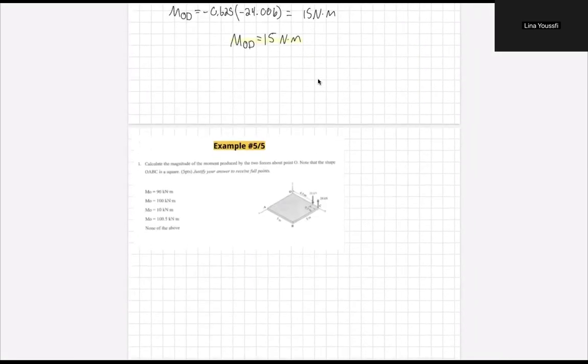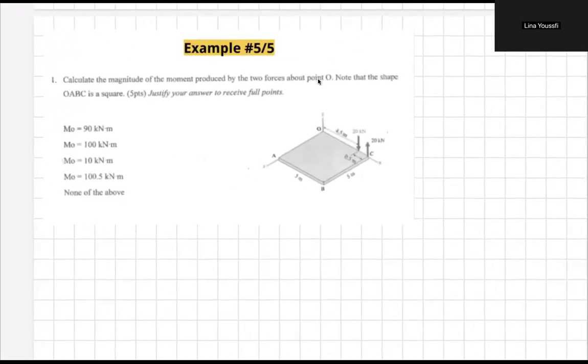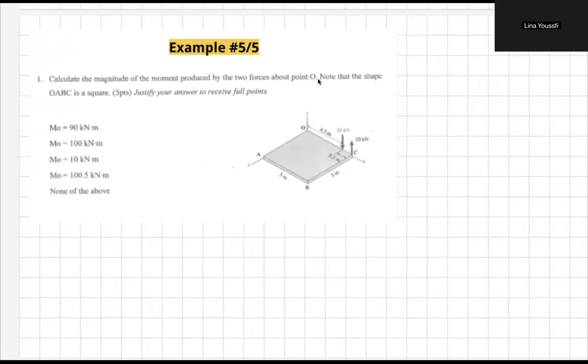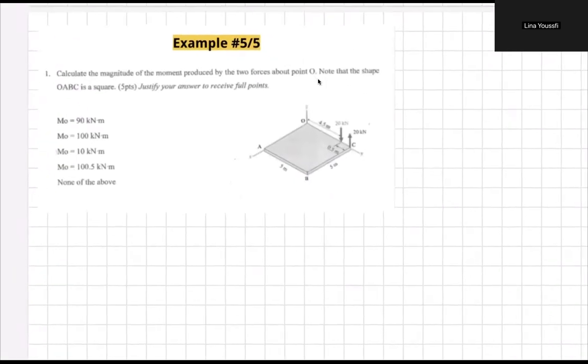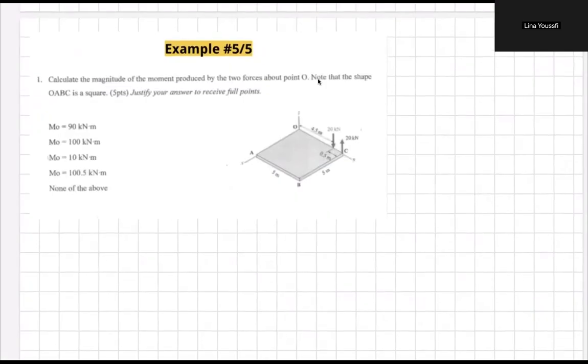And then we're going to move on to problem 5. This one's pretty simple. There's 2 ways to solve it. First, we're going to do the slightly longer approach, and then we're going to do the simplified, easier one. That's just a little less intuitive. So we're trying to find the moment about point O that these 2 forces apply.